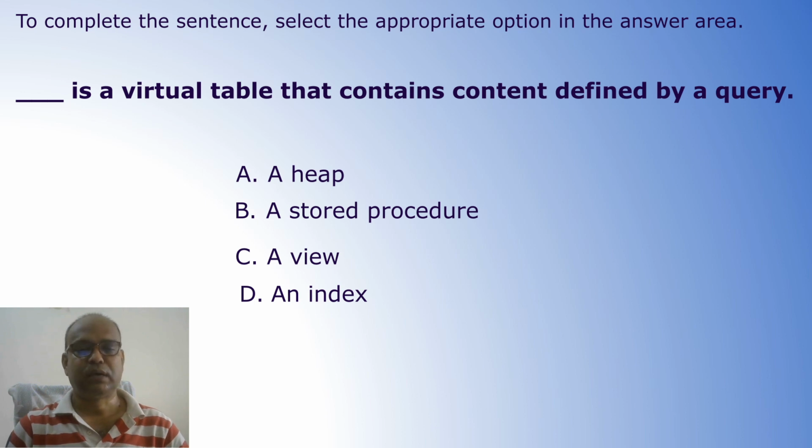Answer. We know that a view in a relational database is a virtual table made up of data from one or more tables that is defined by a query. It's not actually stored in the database as a distinct object, but is instead created dynamically when a query is issued against it. Therefore, the correct option is C. That is the end of part 5.